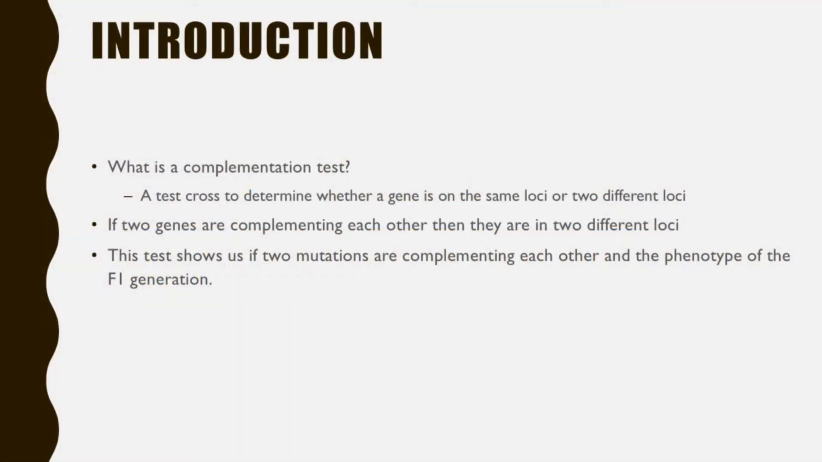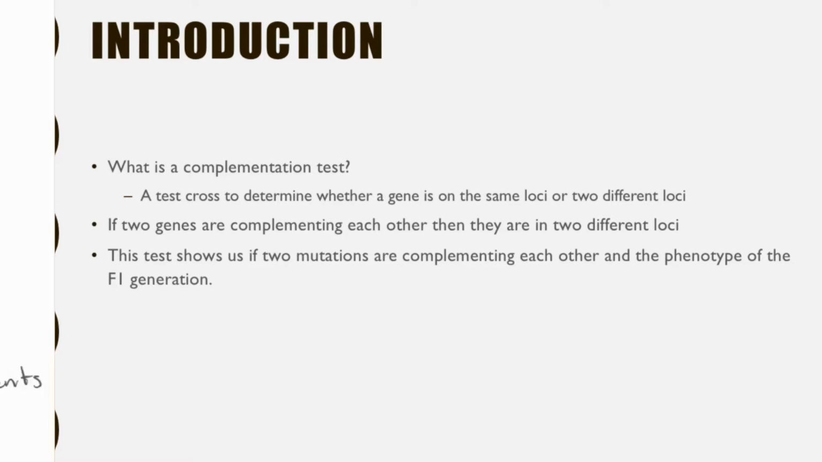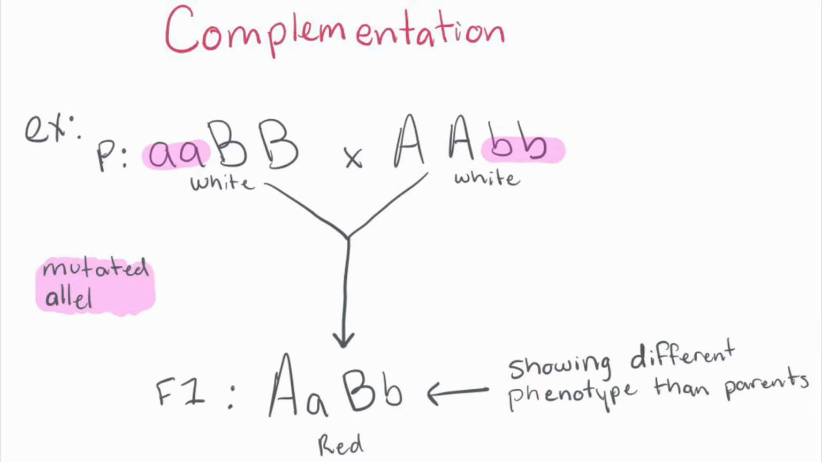A complementation test is a cis-trans test that is used to determine if a gene is on two different loci or the same loci. If two genes are complementing each other, that means they are on two different loci. This test shows us if two mutations are complementing each other.